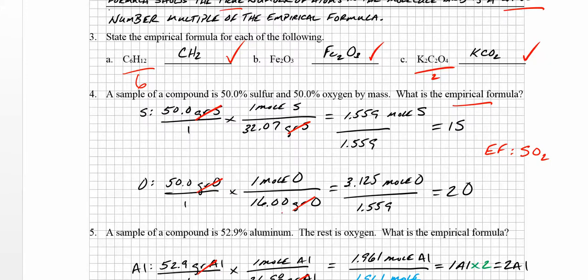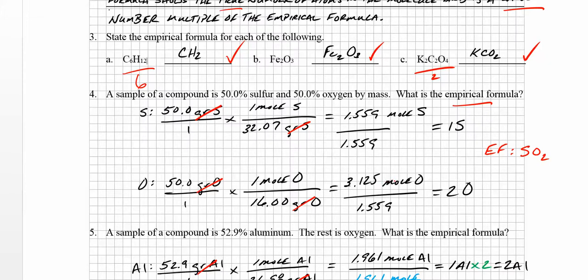It only weighs 16 grams per mole. And so now I'm going to actually divide. 50 divided by 32.07 is 1.559, kind of a strange number. And 50 divided by 16 is 3.125, another strange number. Remember that the empirical formula has to be the simplest whole number ratio. Whole number, the key here.